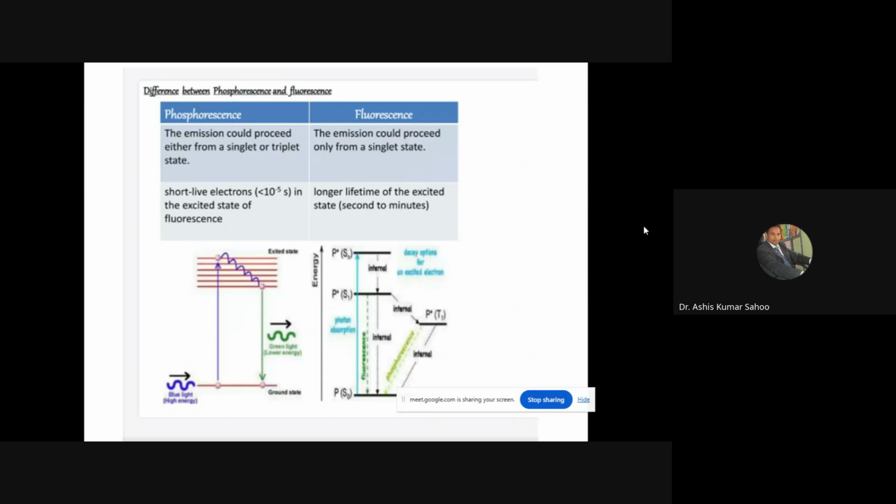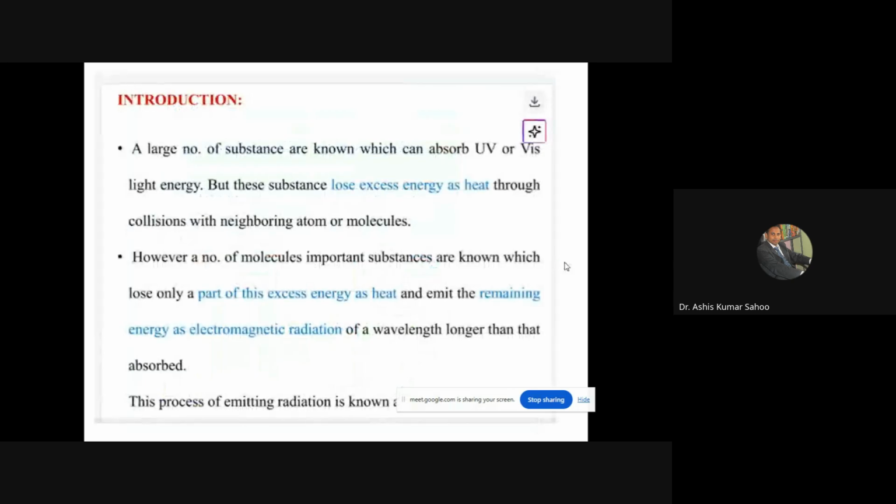In phosphorescence, the emission could proceed either from a singlet or triplet state. In fluorescence, the emission could proceed only from a singlet state, with short-lived electrons in the excited state. Phosphorescence has a longer lifetime of the excited state. If you look at the Jablonski diagram, you can understand what phosphorescence is. We'll see the Jablonski diagram after some slides.